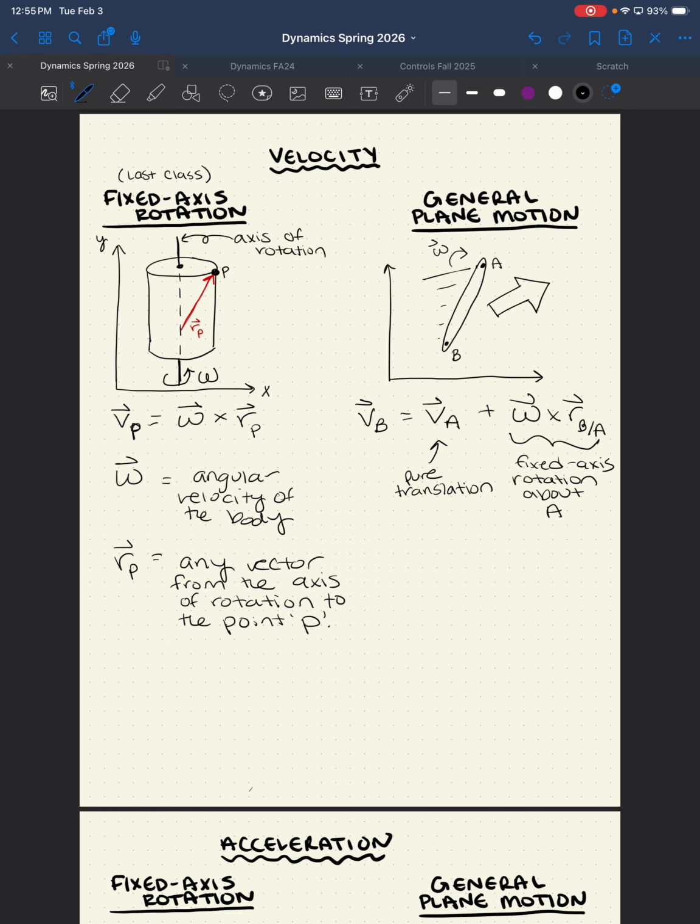Okay. Just like we did for fixed axis rotation, let's also go through every single variable and define what this is. Okay, so VB is the absolute translational velocity of B. Okay, so what do I mean by absolute?